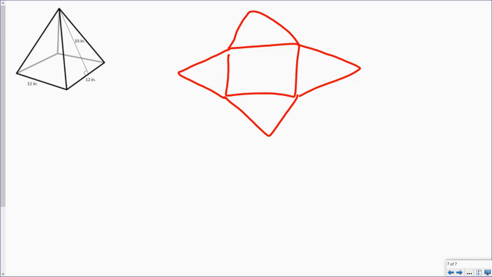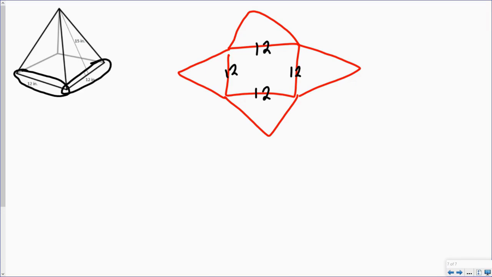So again, this edge right here is 12 inches. And this edge right here is 12 inches. So that's what tells me it's a square because both of those are the same. So that means this is 12, this is 12, this is 12, and this is 12.